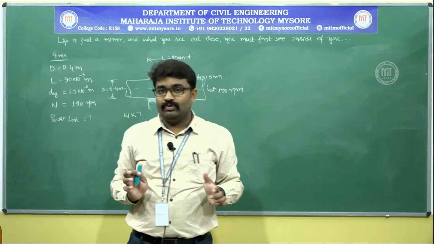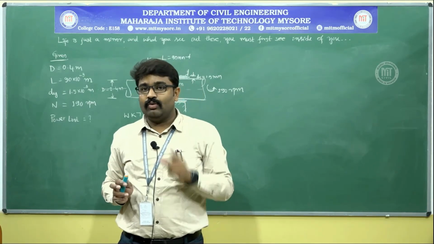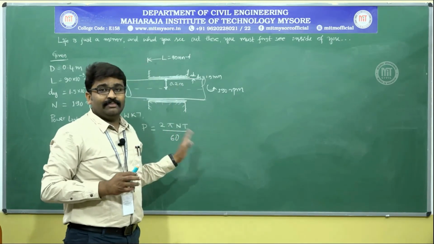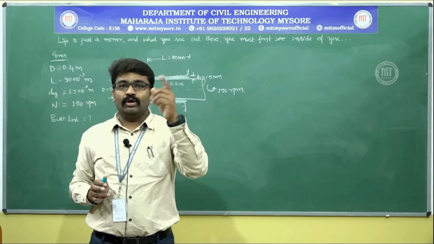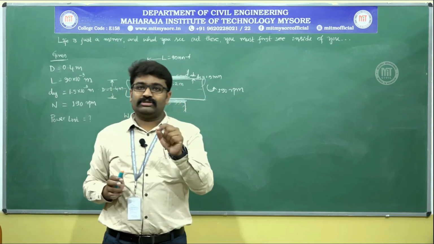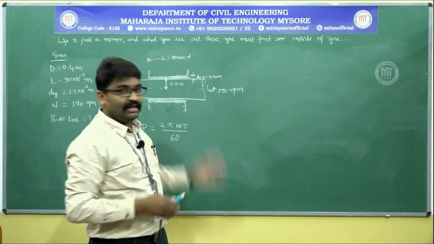All the values are known. And then mu he himself has given. Du, what is this du? Du you can calculate using pi dn by 60. Dy he has himself given. The only point unknown in the equation is now force. If you calculate force, you will get torque. If you get torque, you will get the power.